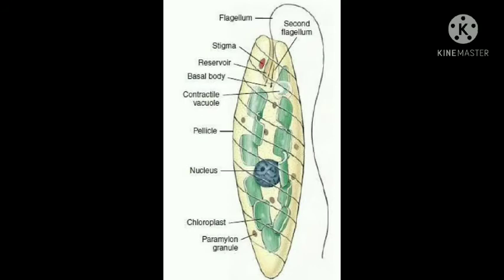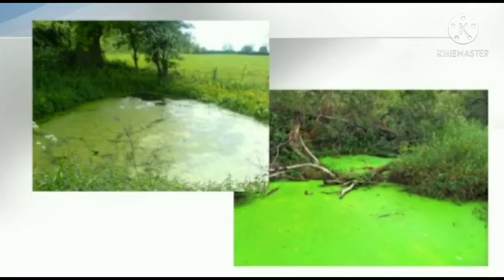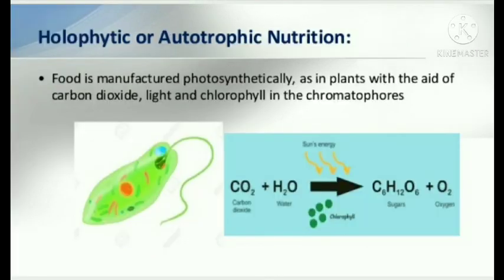Now my dear students, let us learn about euglenoids. These are spindle shaped organisms, also found in fresh water, and they show mesotrophic mode of nutrition. These organisms lead both plant-like and animal-like life, and they are also found in stagnant water and damp soil. So dear students, you need to know the two general characteristics of euglenoids.